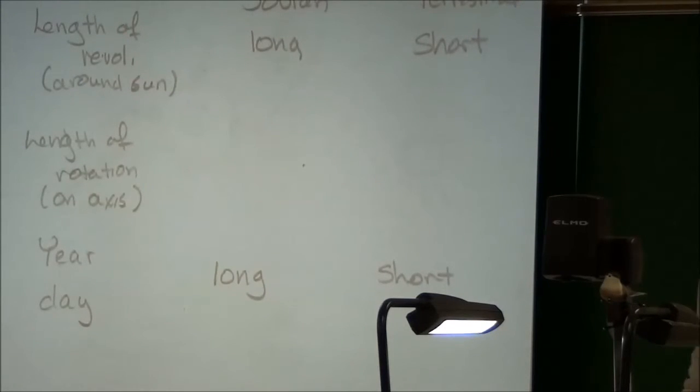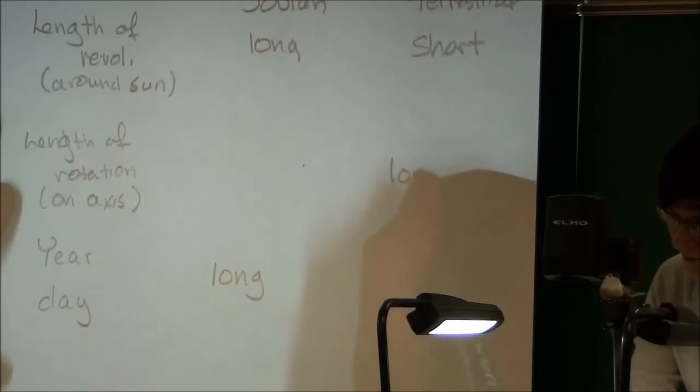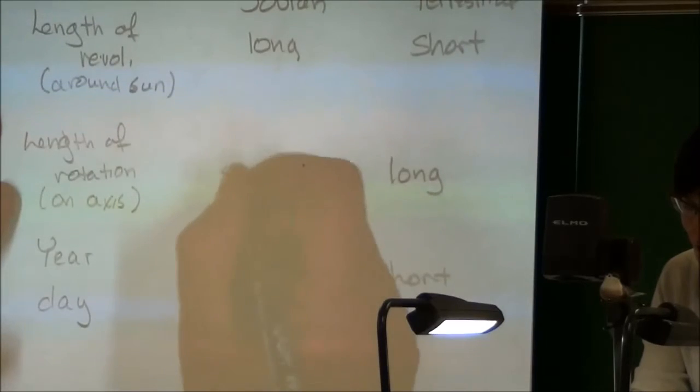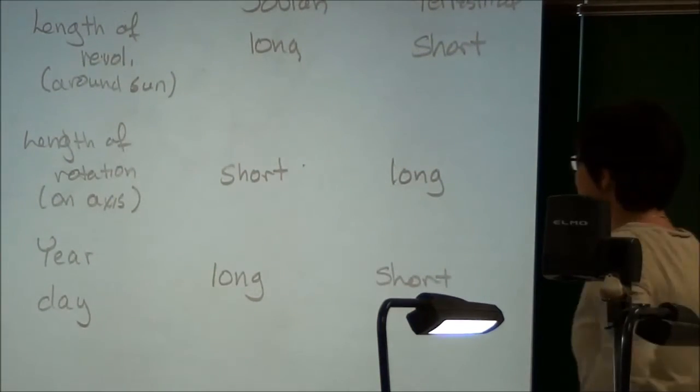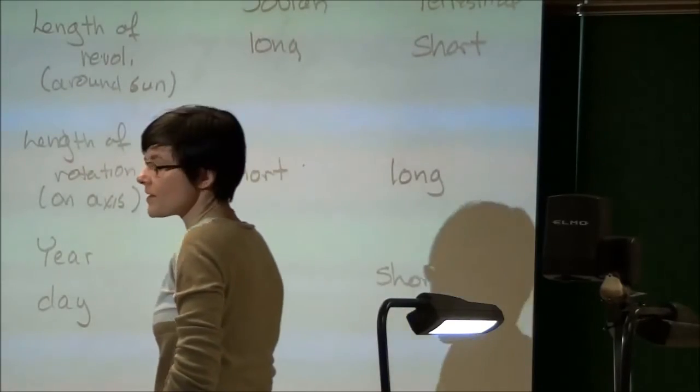So the length of the rotation, or the length of the period of the rotation. For a terrestrial, that's actually long. And for a Jovian, that tends to be short. Why is that? That has to do with the imparted angular momentum.